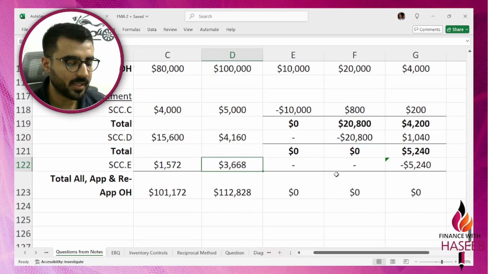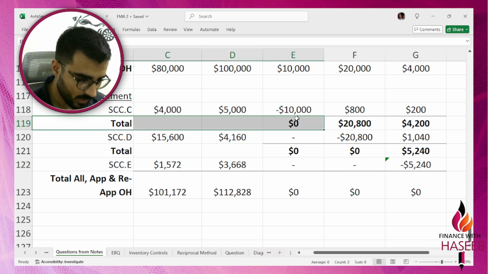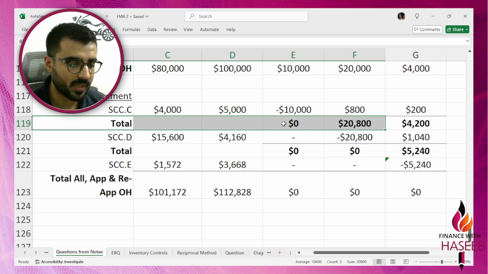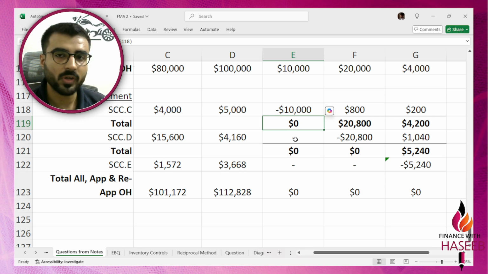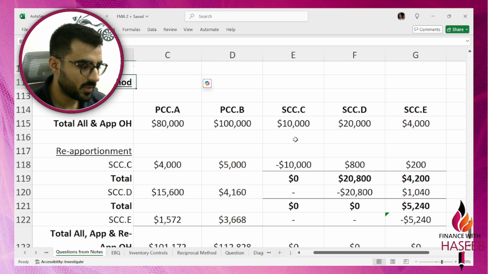The only part that students forget is finding the total before moving on towards the next service cost center. You have to find the total for service cost centers before moving on towards the next service cost center. So this was all the step down method.